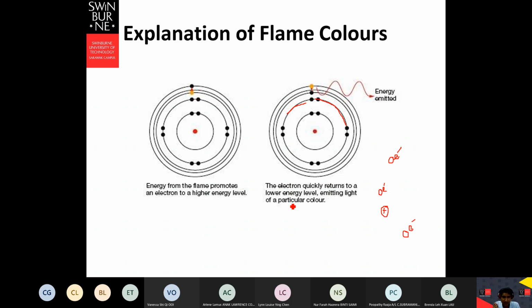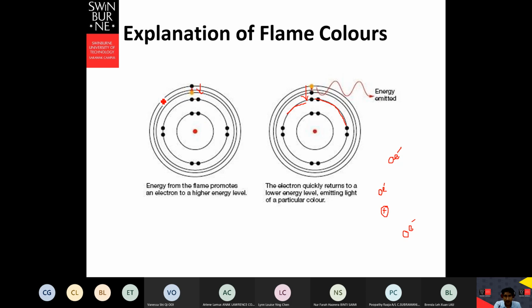And then when the energy is removed, when we take it out from the flame, once they jump, they cannot stay beyond a certain stage, they have to come back to the original stage. So when the energy is removed, the electron is coming back to the original stage again.